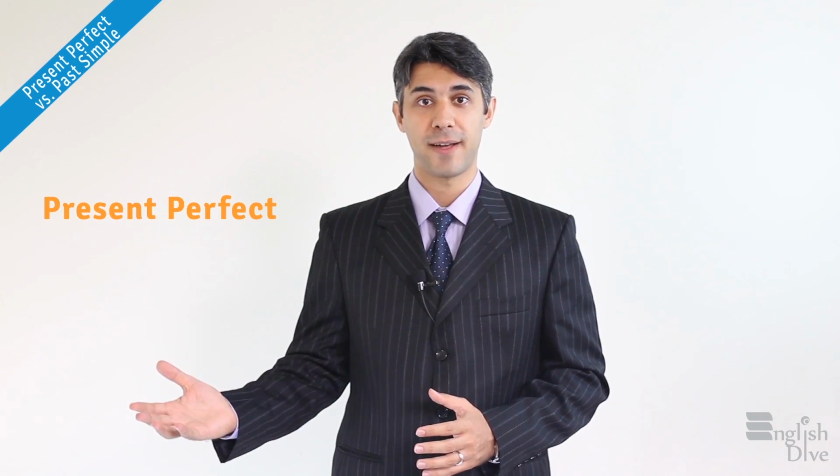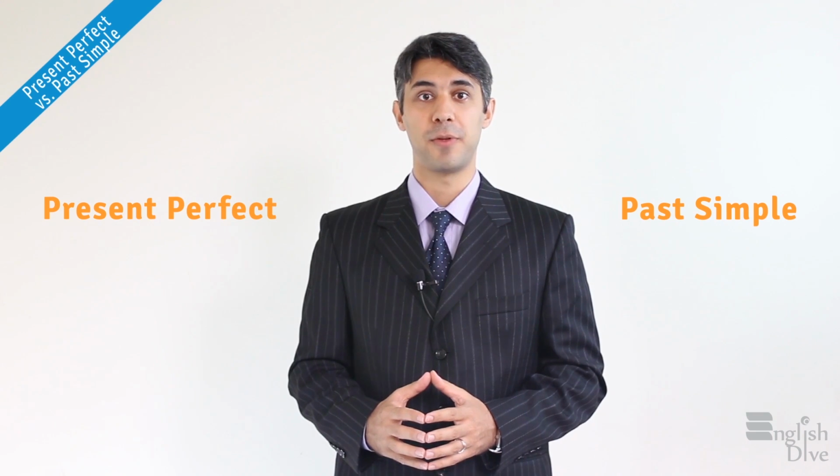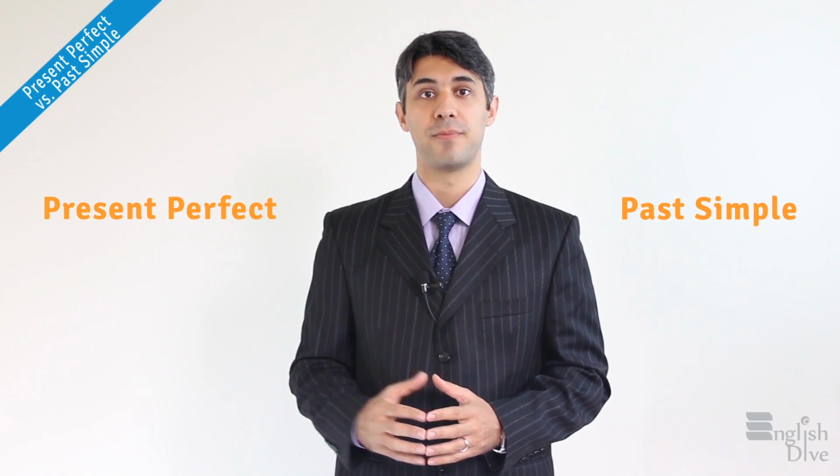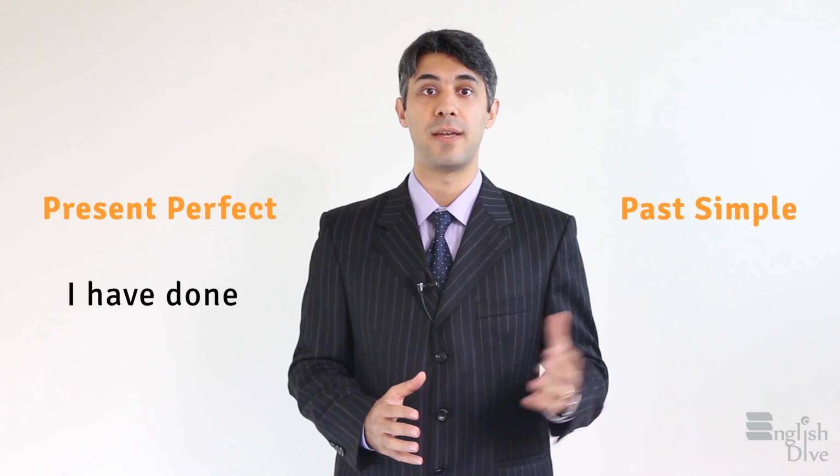The present perfect versus the past simple. Let's learn some of the differences between these two tenses. The present perfect and the past simple. An example for a present perfect sentence would be, I have done. An example for a past simple sentence would be, I did.